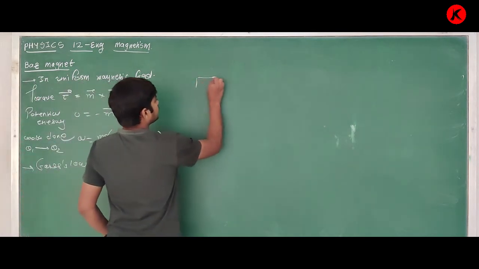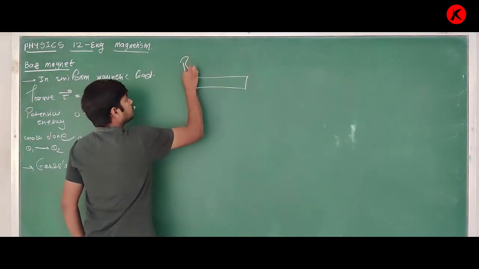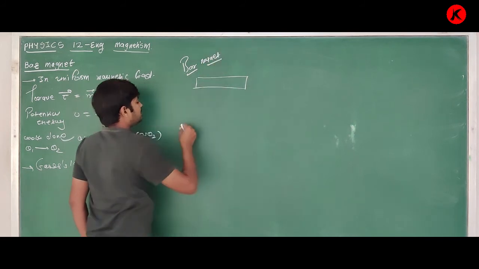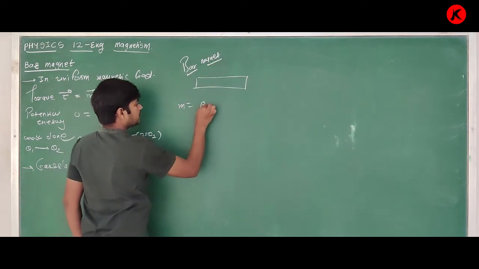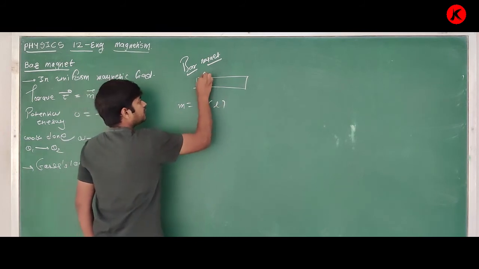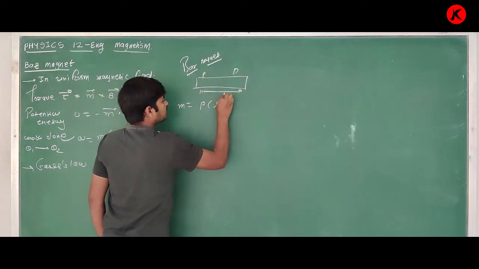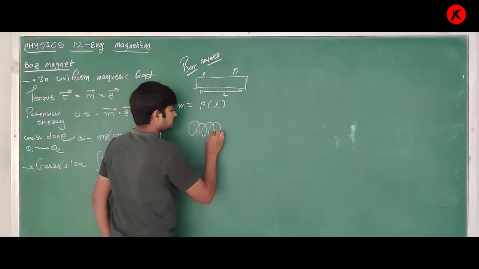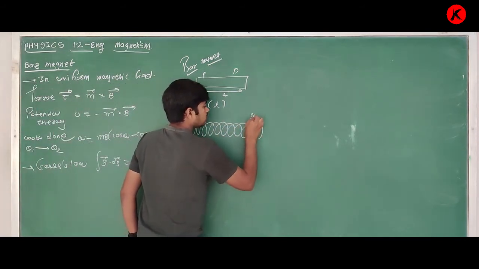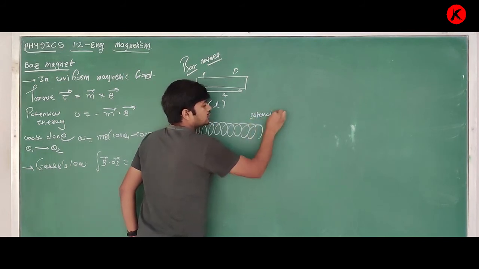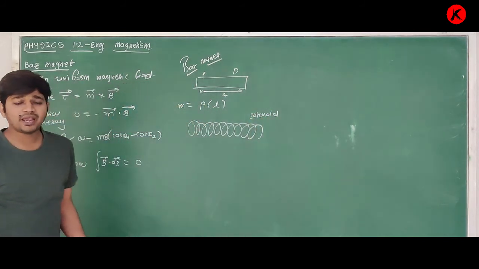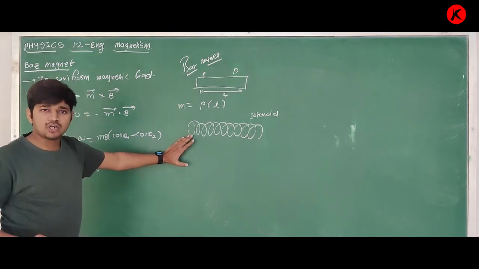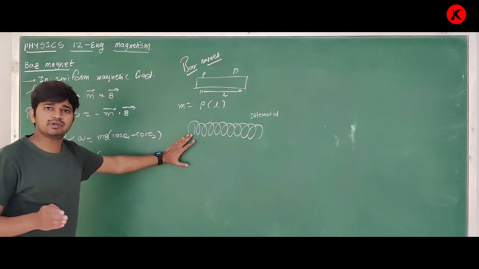For a bar magnet, we know that the magnetic moment M is equal to P into L, that is, pole strength and distance between the two poles. But in case of a solenoid, which also behaves as a magnet, we can say the solenoid is an equivalent magnet.